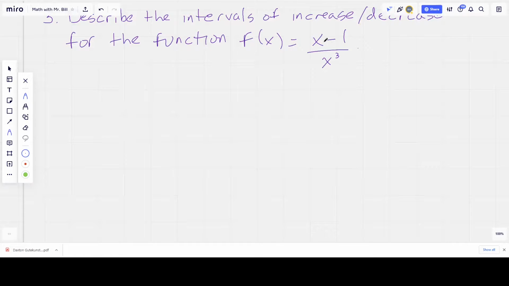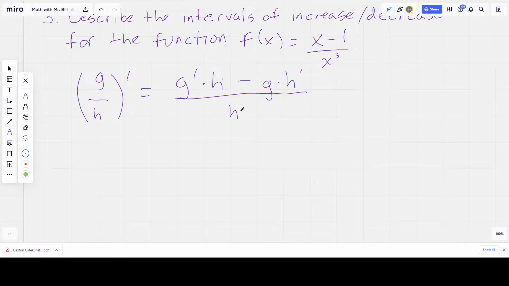Because we've got a function divided by a function, we're going to be using the quotient rule. So if we have a quotient, some g of x over h of x, and we want to find the derivative, we take the derivative of the top and multiply it by the bottom, and then we subtract the top times the derivative of the bottom, and that's all going to be divided by the bottom squared.